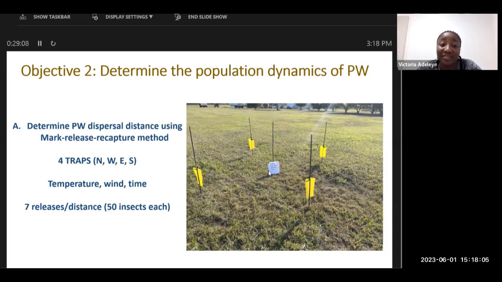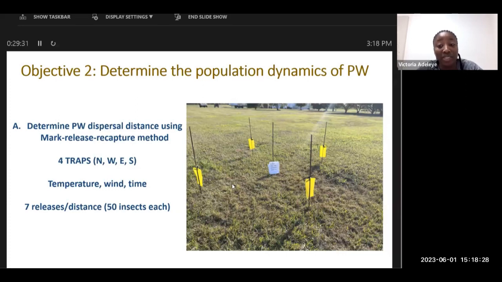And then I did this at different distances. The highest distance I was able to do was 200 feet before I left. I think I'll continue the study in the fall when I return to Florida. And this picture was taken actually when the traps were at 5 feet distance from the center point.